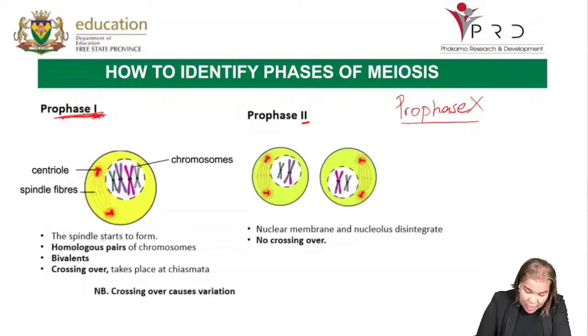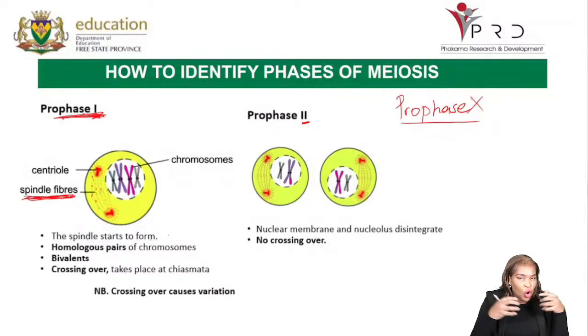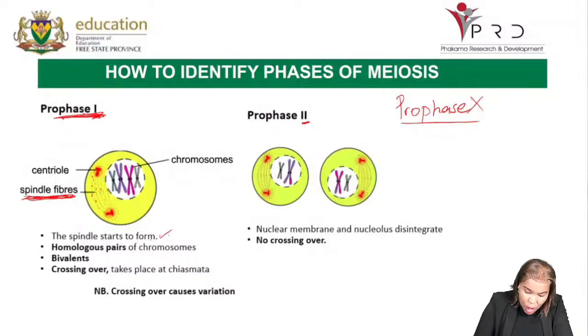First, they say the spindle starts to form. You see here, this spindle fiber, follow the label there. The spindle fibers start to form. The spindle fibers are the ones that are going to hold the chromosomes. Remember, you need the spindle fibers. So in a previous cell, they were not there. But at prophase 1, this is where they start forming. 1, you are done with this one.